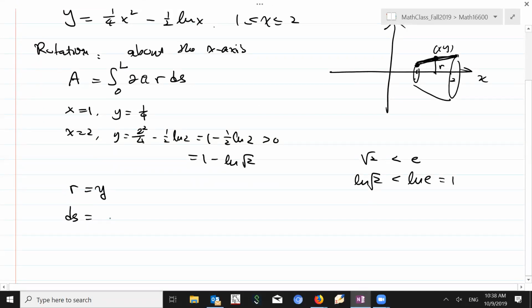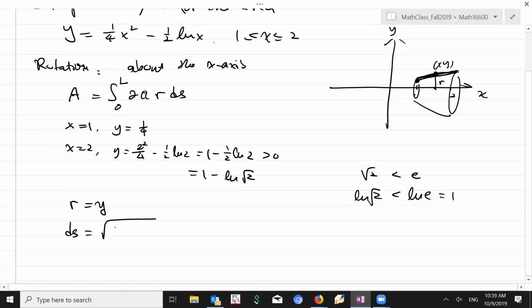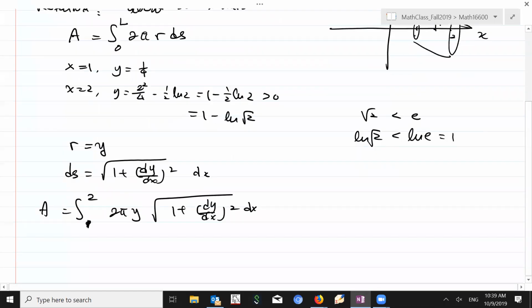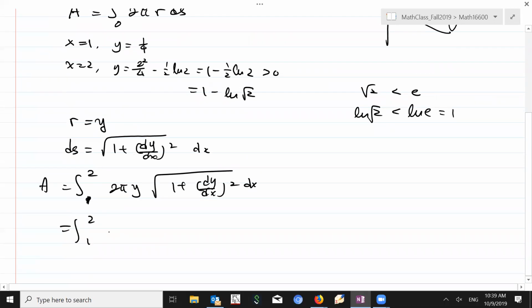And the ds, you have two options, but clearly we should use the x variable, right? Because you're given y equals something that depends on x. So it's very natural. So the integral, the area, is going from x equals 1 to 2, and the 2 pi y, that's the first step. Then you put in the details, what is y? y should be expressed in terms of x. It's just a quarter of x squared minus 1 half natural log of x.